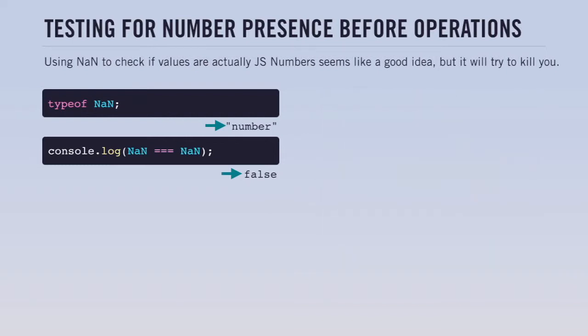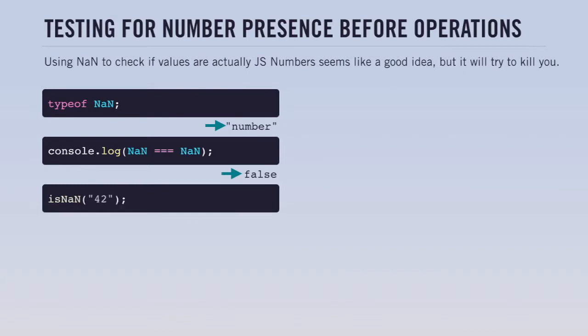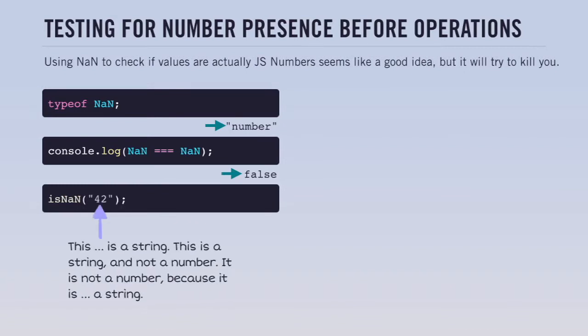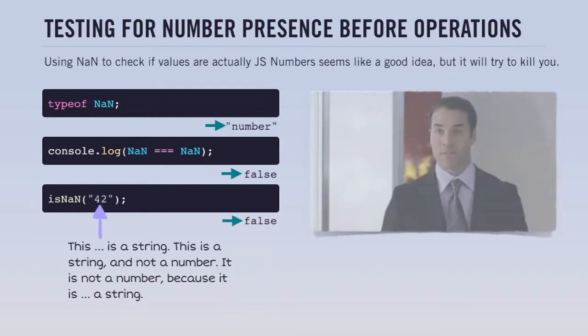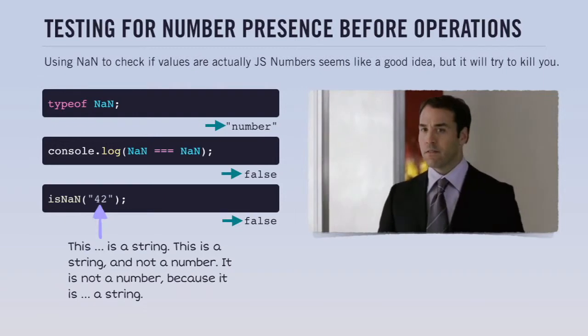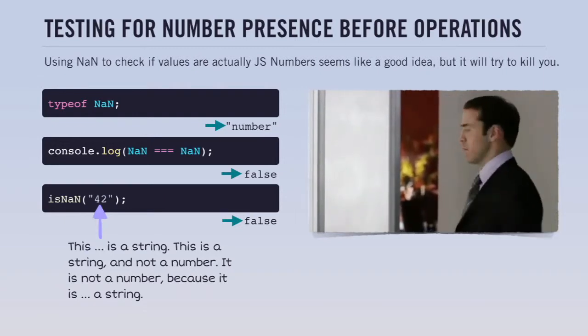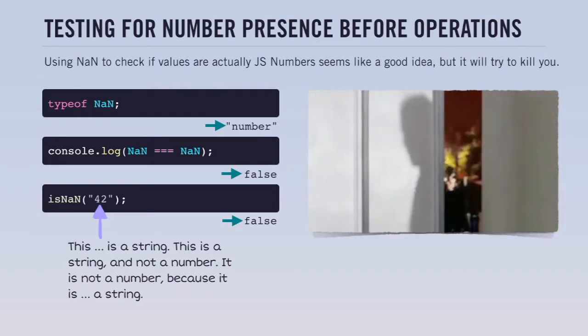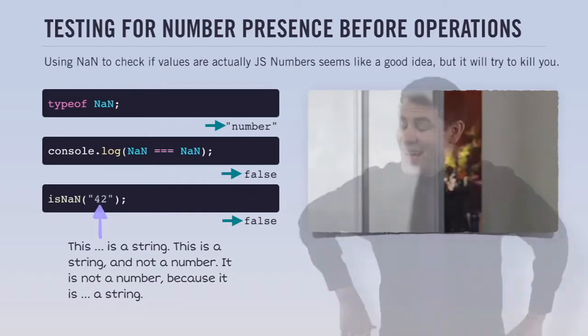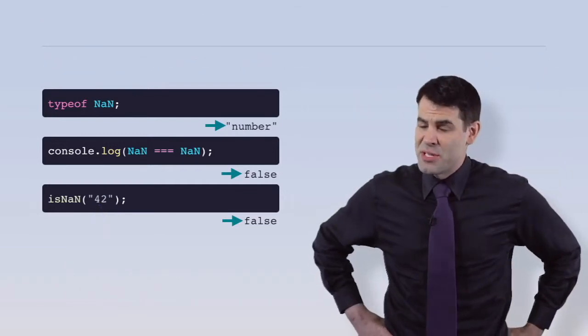And then if I use the isNaN method, which a lot of people turn to, on the string 42, that's false because this is a string. This is a string and it's not a number. It's not a number because it's a string. I don't know. Yeah, it's kind of crazy in the number environment, especially with NaN.